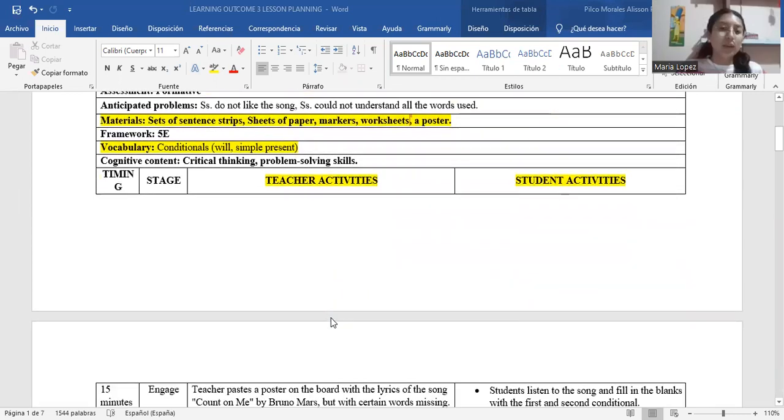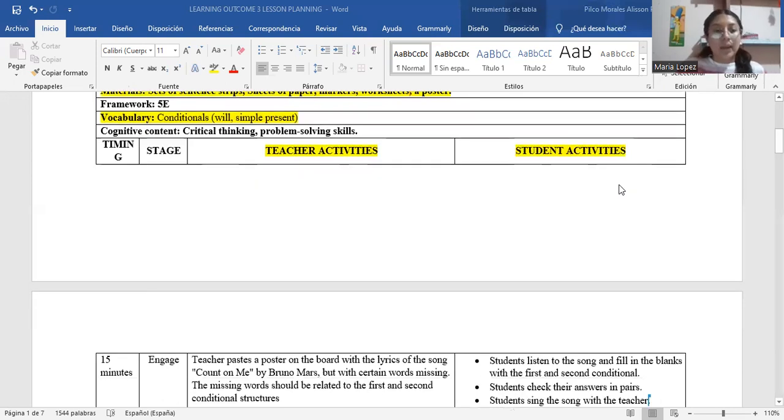Okay, the fourth component refers to direct instruction. This refers to all the activities that the teacher will develop during the class. The next component is student practice. In this part, we refer to all the activities that the students will develop during the class.